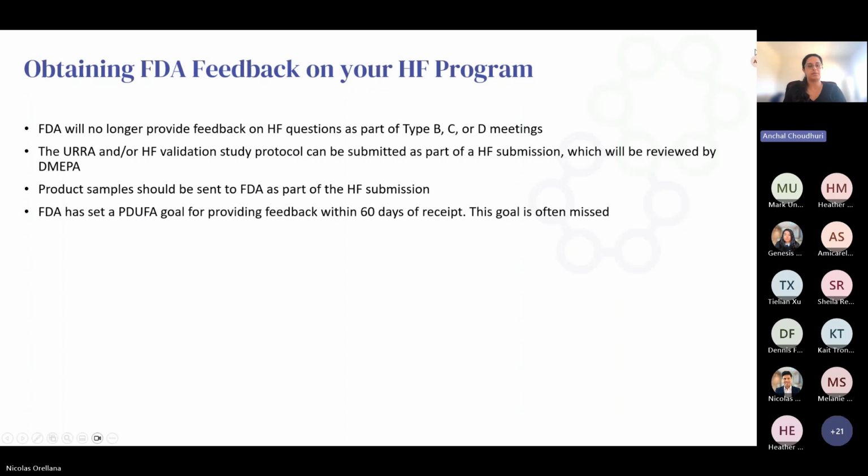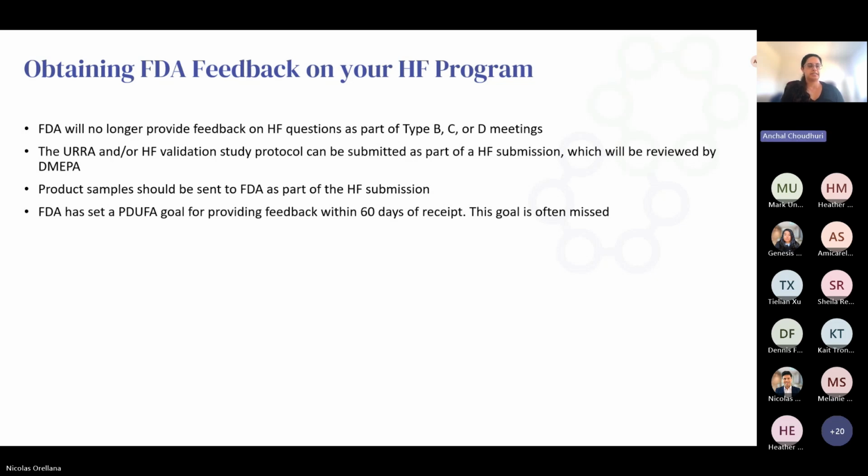So how do you then go about obtaining FDA feedback on your human factors program? It's important to note FDA no longer is providing feedback on human factors questions as part of type B, C, or D meetings. If you ask a question related to human factors in your meeting request letter or briefing package, they will usually tell you to submit that separately in a human factors submission.